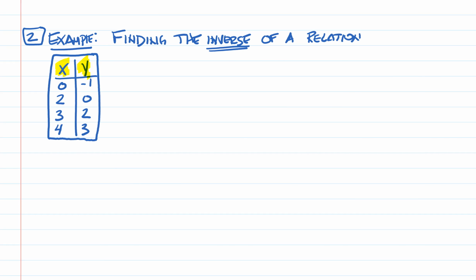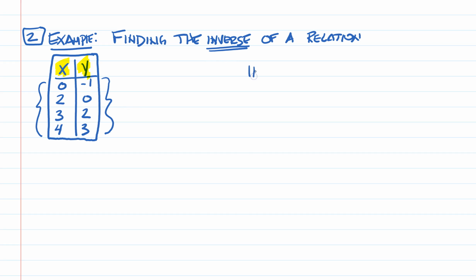In box number 2, we're going to talk about finding the inverse to a relation. So check it out over here. So I've got x's and I've got y's. So I've got a domain. These are all the members of my domain, 0, 2, 3, and 4. And then these are all the members of the range, -1, 0, 2, and 3.